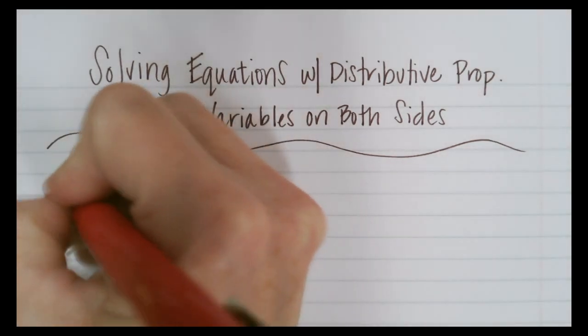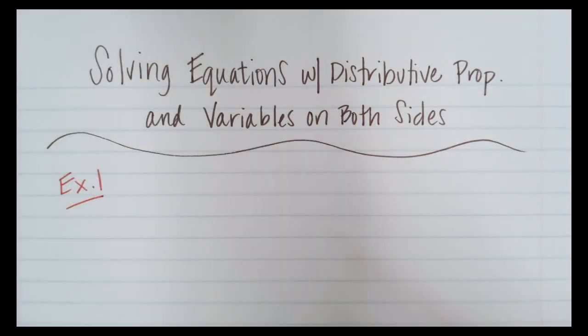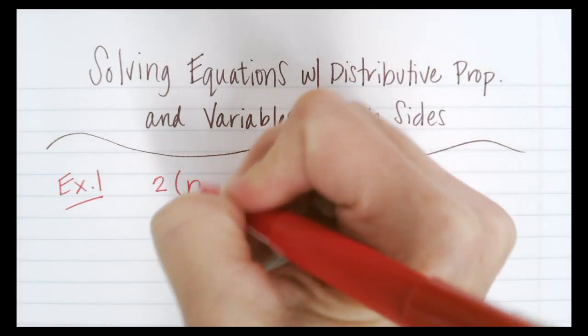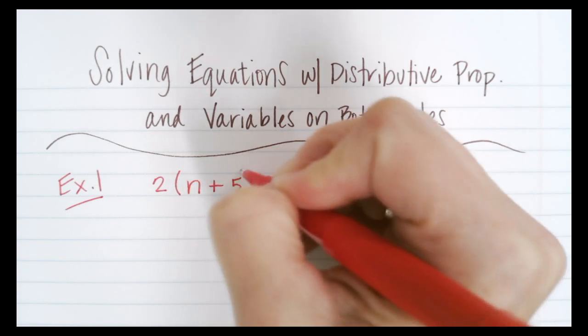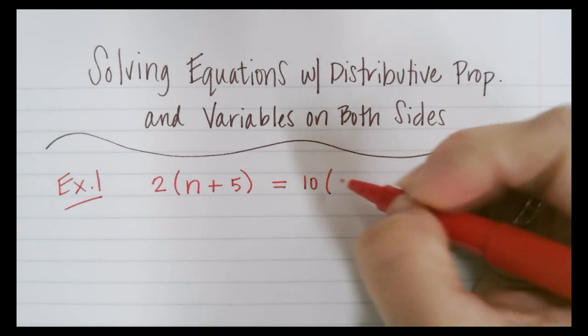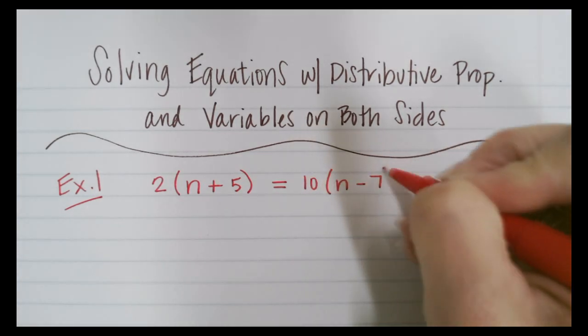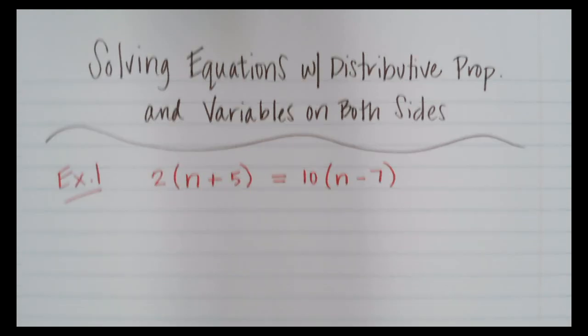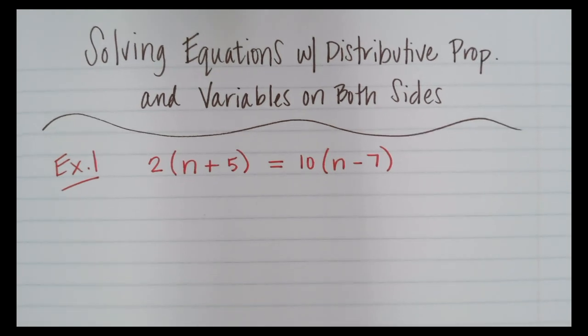Example 1. 2(n + 5) = 10(n - 7). As with all the videos, if you need to pause the video to catch up, or if you need to back it up so you can redo something or rehear something, please do that, because we want to make sure that you are understanding the process.